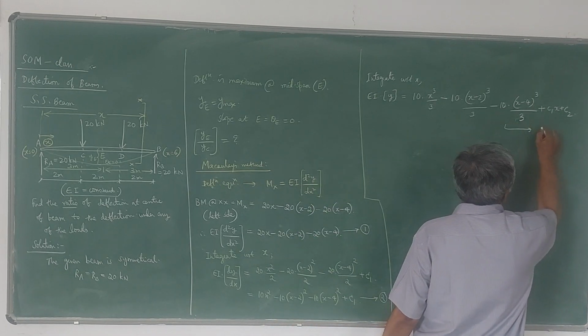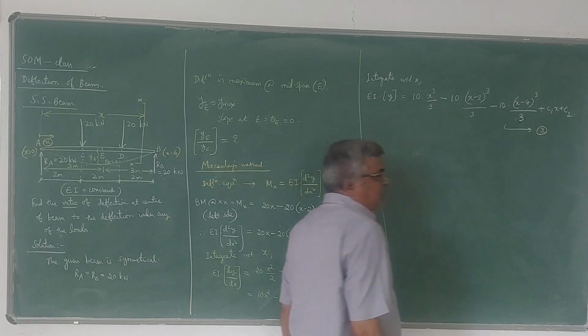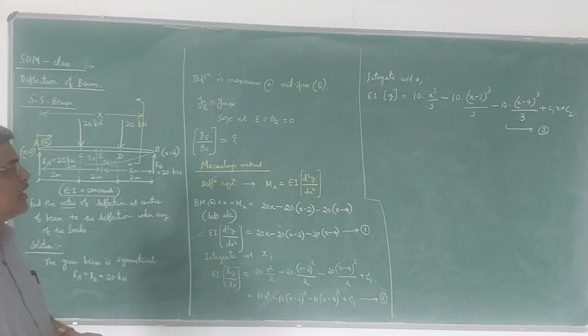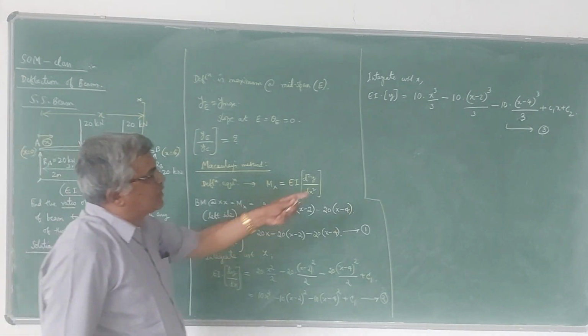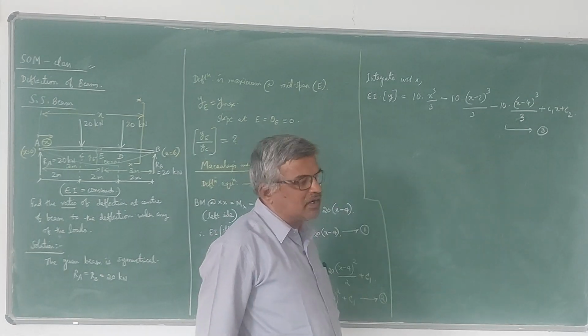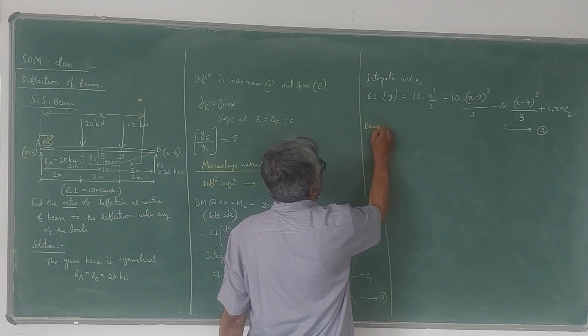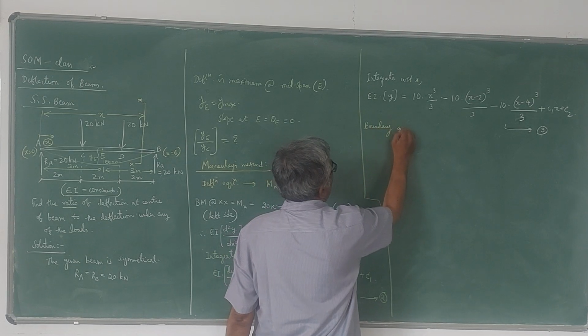So I call this equation 3. One is the moment equation, 2 is the slope equation, 3 is the deflection equation. Now the next step is to find these constants of integration C1 and C2 using the boundary conditions. Now let us write the boundary conditions here.